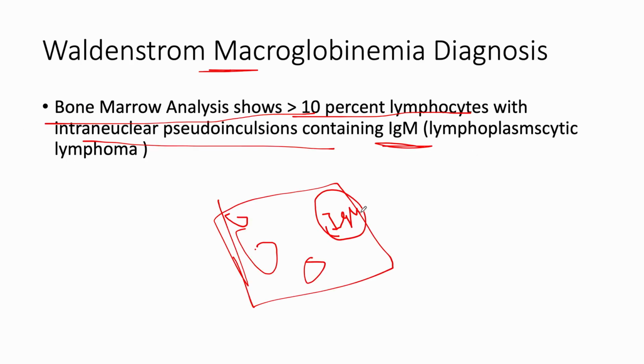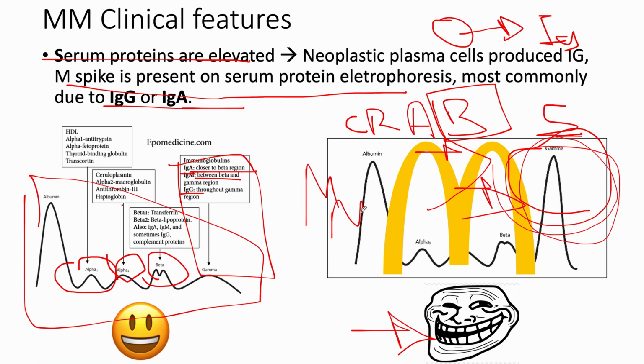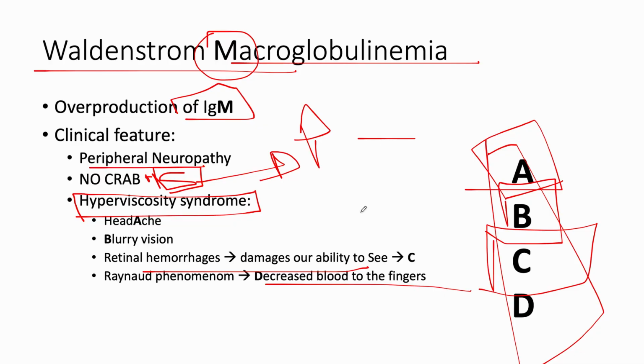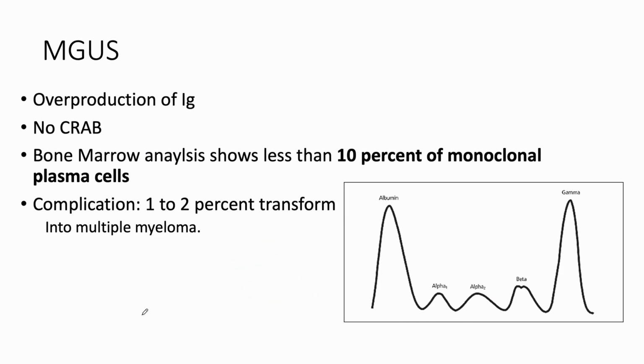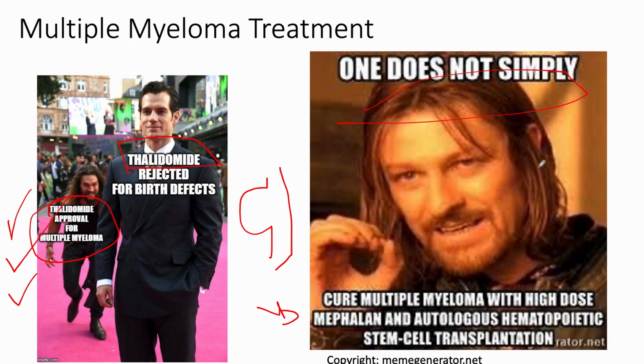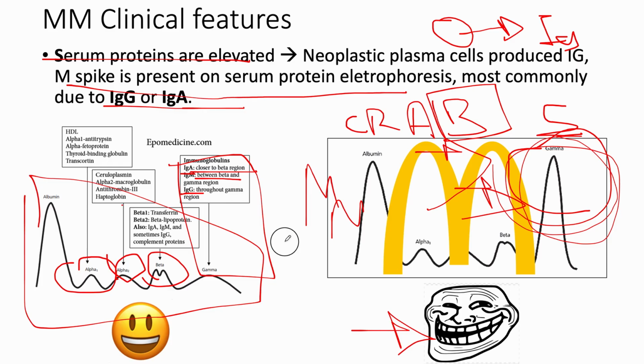I forgot to mention in the previous multiple myeloma section, I mentioned the clinical features, but I did not mention the diagnosis of multiple myeloma. So how do you diagnose multiple myeloma? Well, like we spoke about, we're going to get this M spike over here, but also we're going to take a bone marrow biopsy, and again, we're going to see plasma cells.